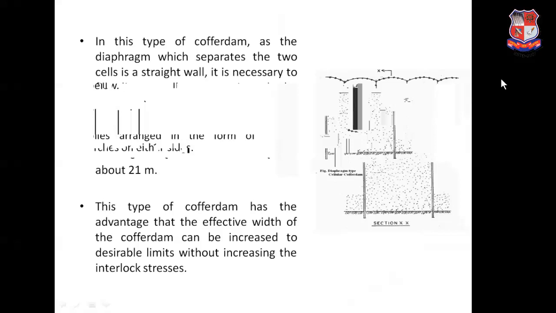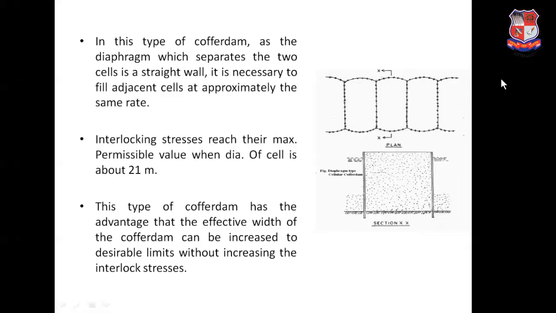The interconnected cells cannot be filled separately with respect to each other, as we have seen in the case of the circular type cofferdam. Here the interconnected cells are filled with the material at the same rate. Interlocking stresses reach their maximum permissible value when the diameter of the cell is about 21 meters. So this type of cofferdam has the advantage that the effective width of the cofferdam can be increased to the desirable limits without increasing the interlocking stresses.